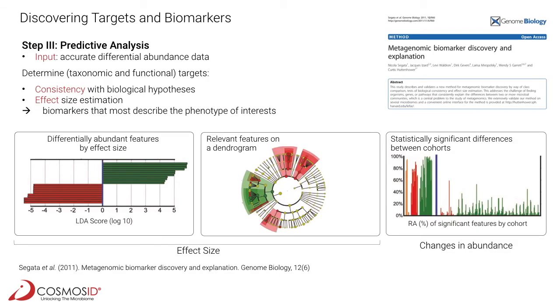Lastly, we move into predictive analysis as the third step, which uses differential abundance data as input. However, then it goes a step further. It considers two things. It considers the statistical significance of the differential abundances obtained for those important organisms or functions, and it considers the consistency of these differences being in line with the biological hypotheses. And as a result, it reports taxa or functions that best explain the differences between your cohorts, such as healthy, intervention, diseased, and so on.